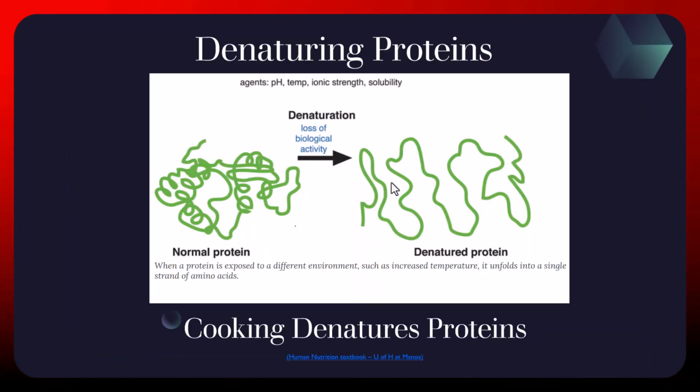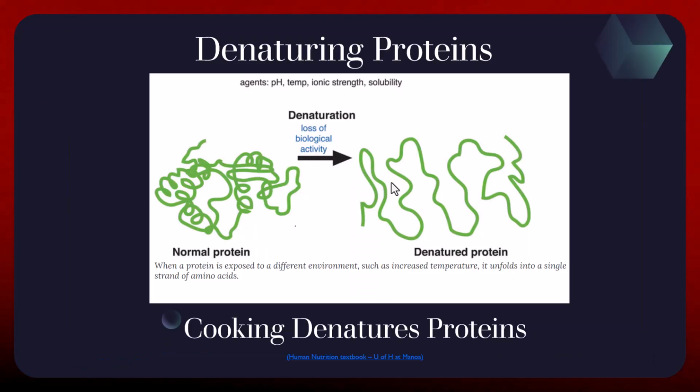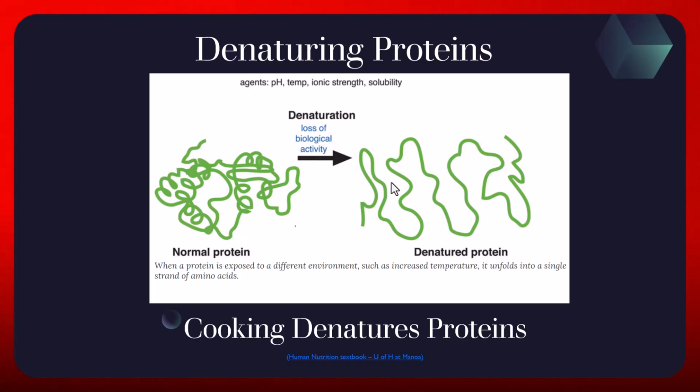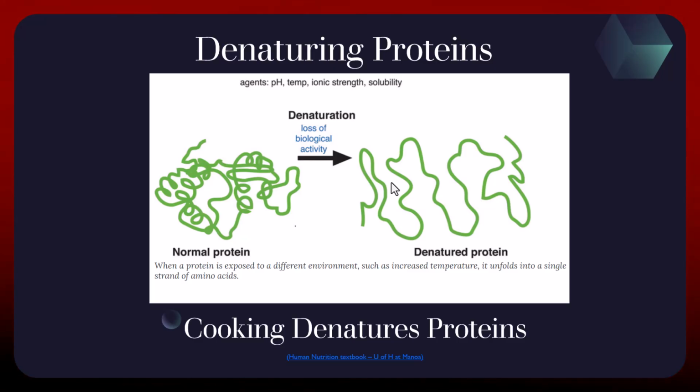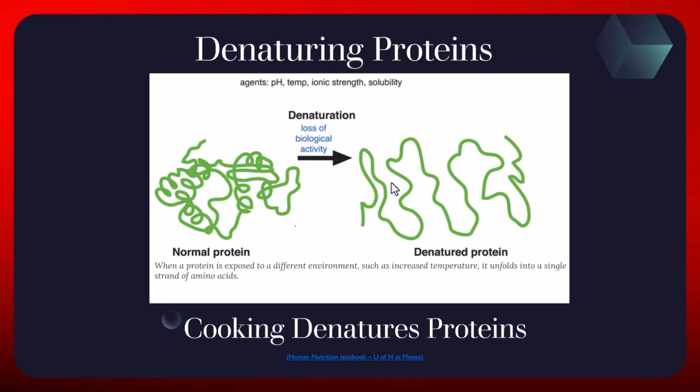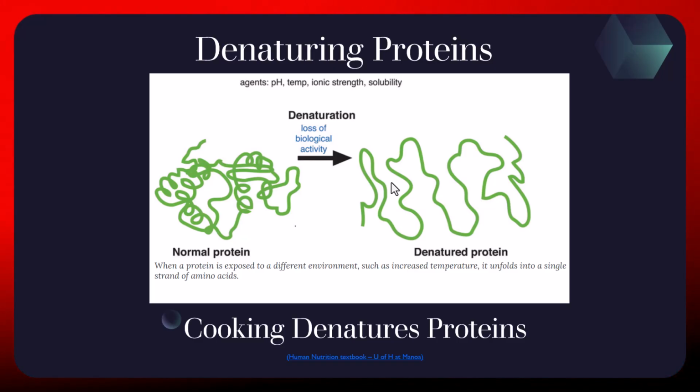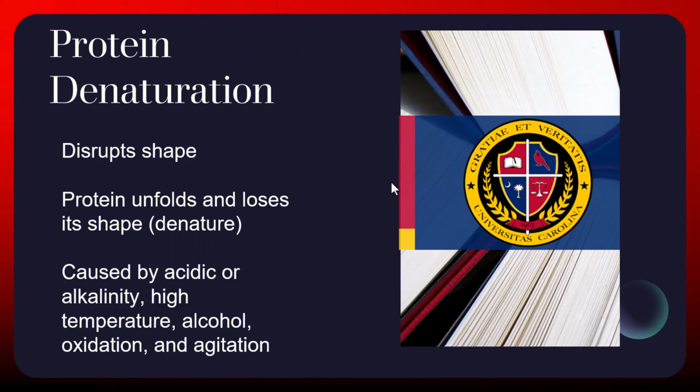Now there's also something called denaturation of proteins. That's essentially this process going in reverse, where the protein becomes denatured. That can occur with cooking, which is a really common reason that proteins are denatured. When a protein is denatured, it's exposed to a different environment, such as increased temperature, and that causes an unfolding into its single strand of amino acids.